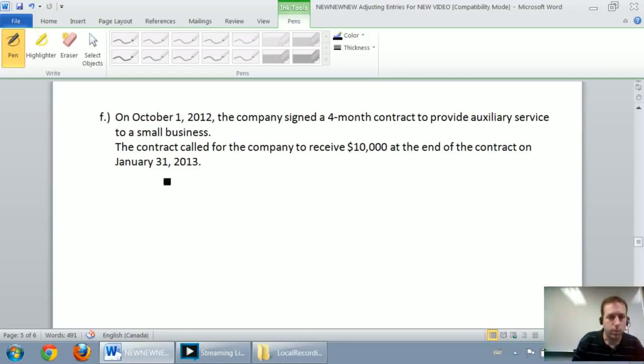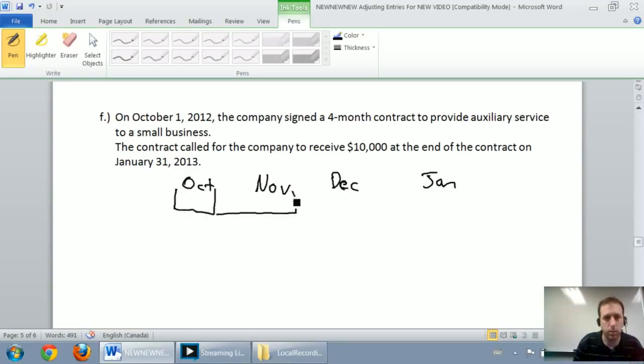So on October 1st, I'm going to have October, and this contract runs till January 31st: November, December, January. On October 1st, we sign the contract, and presumably we start doing work. October goes by, we do the work. November goes by, we do the work. December goes by, we do the work. And when January goes by and we do the work, we're going to get paid $10,000.